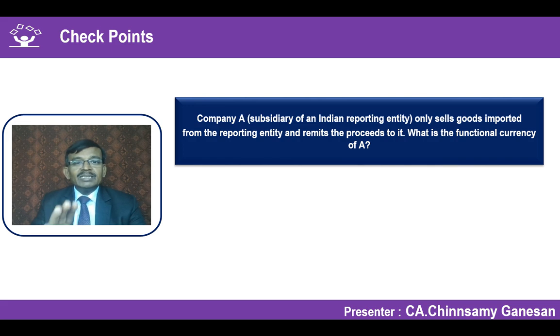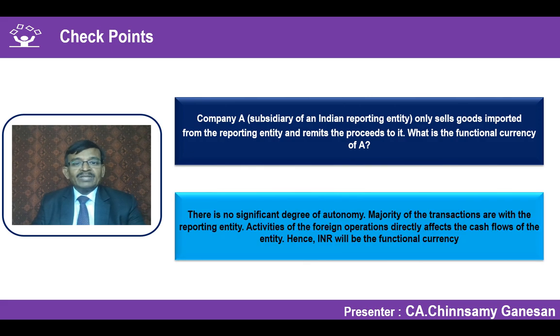What happens here: a subsidiary of an Indian entity sells goods imported from the reporting entity and remits the proceeds to it, like a branch operation, or maybe only as a trading subsidiary established in a foreign country. And for any expenses, support should come from the parent company. In that case, what is the functional currency of A? Assuming that it operates in US, whether it's US dollar or INR, there is no substantial degree of autonomy.